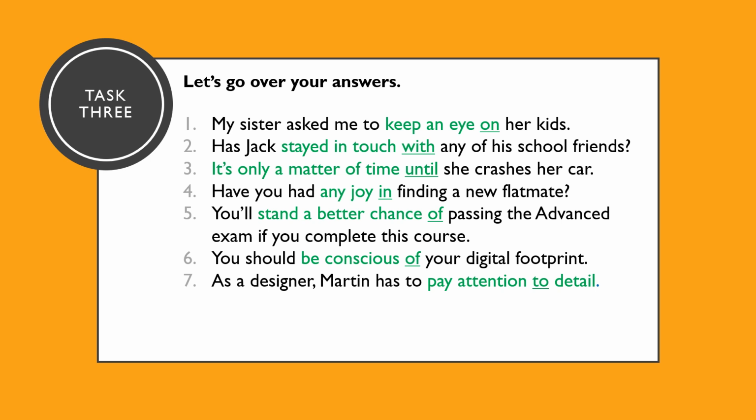Number 5 is stand a better chance of. It means you'll be more likely to do something. Number 6 is to be conscious of. To be conscious of something is a synonym for to be aware of. Finally, number 7 is to pay attention to detail.